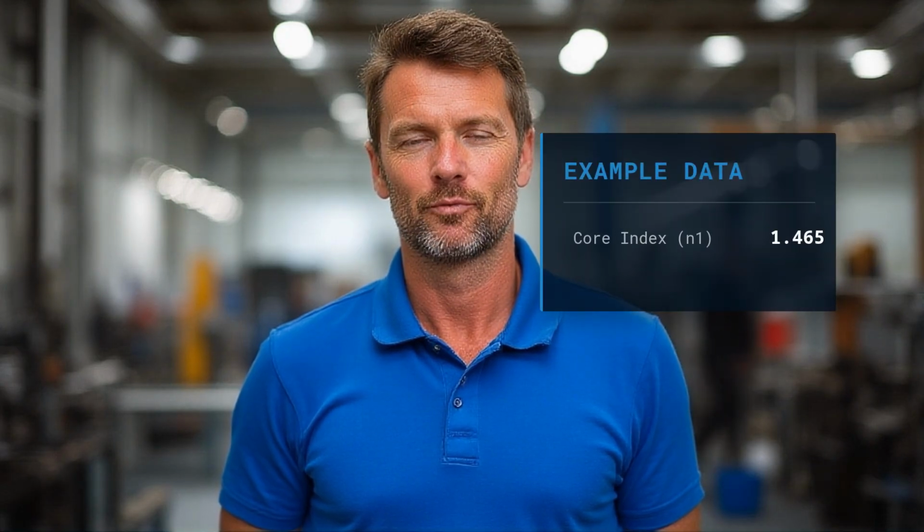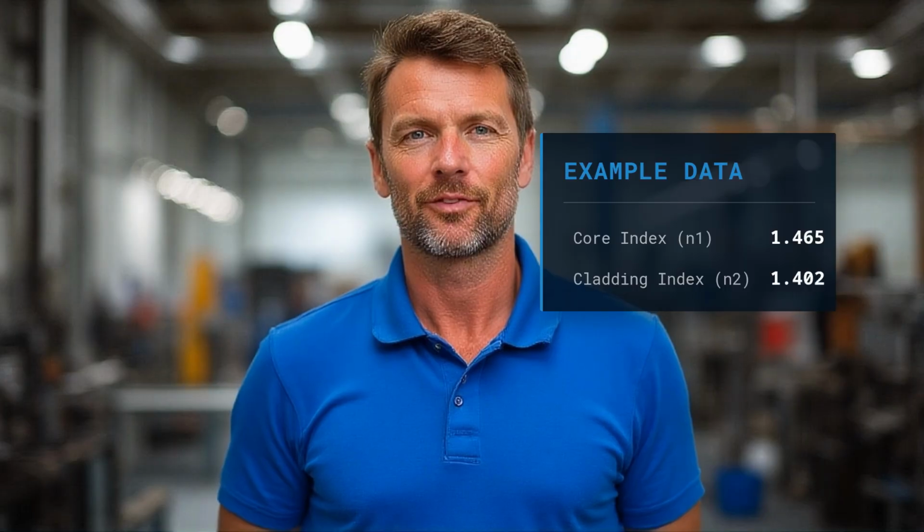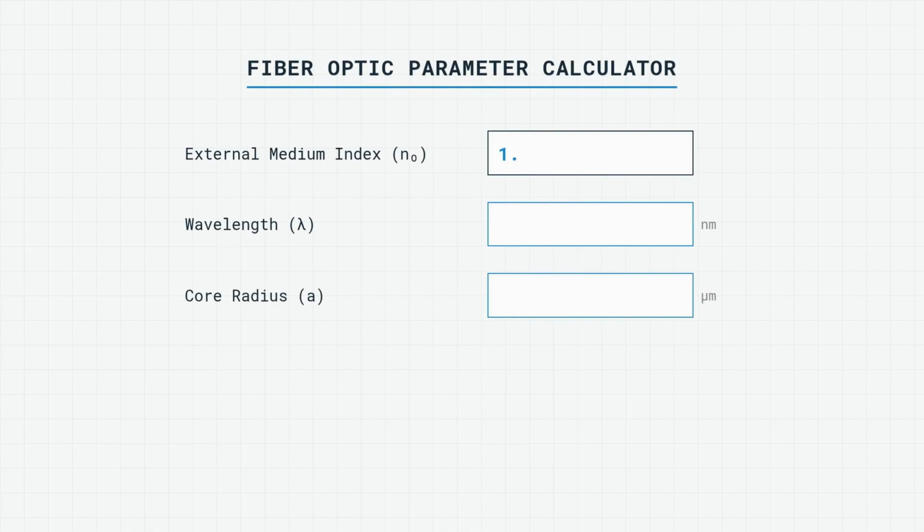Let's work through an example. I'll enter Core Refractive Index of 1.465, Cladding Refractive Index of 1.450, External Medium Index of 1000, Wavelength of 1550 nanometers, and Core Radius of 25 micrometers.